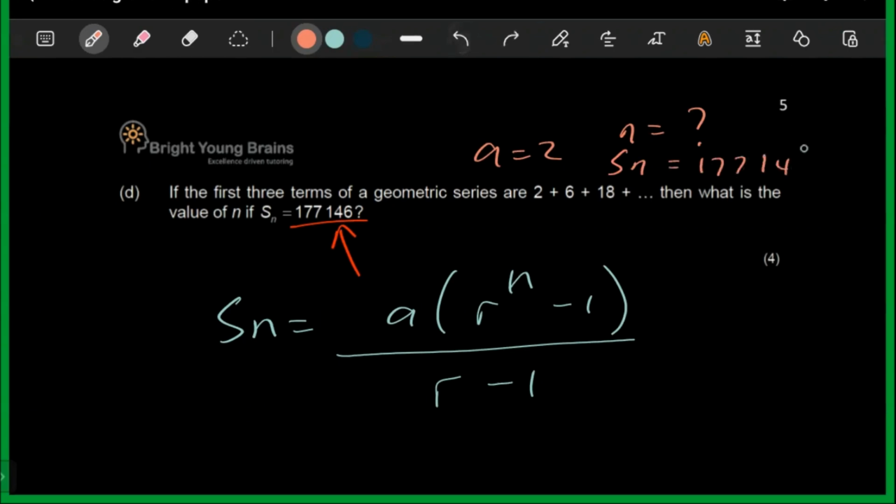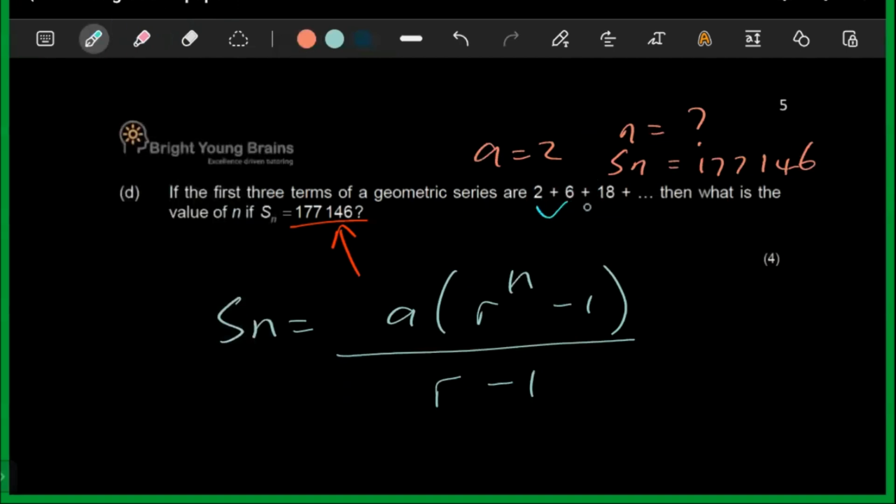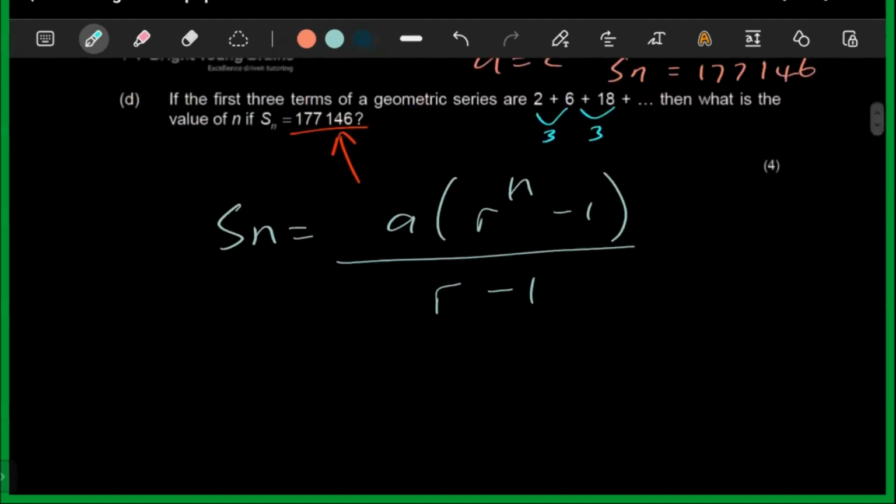177,146. And then what we do know is this is geometric, so it has a common ratio, and that common ratio seems to be 3. Because from here to there, 6 divided by that is a 3. This divided by this is also a 3. So here our value of a is a 2. r is a 3.